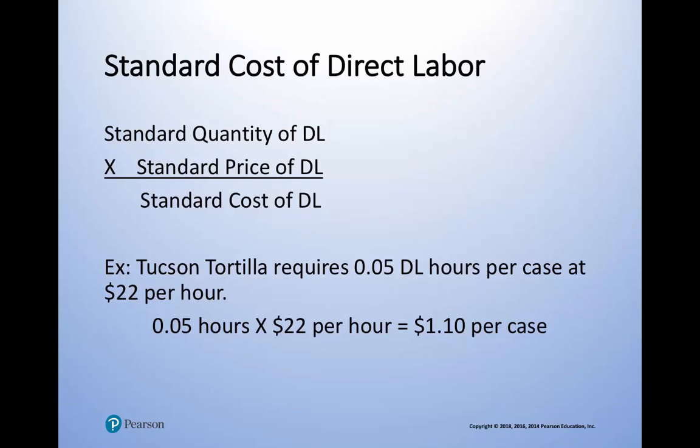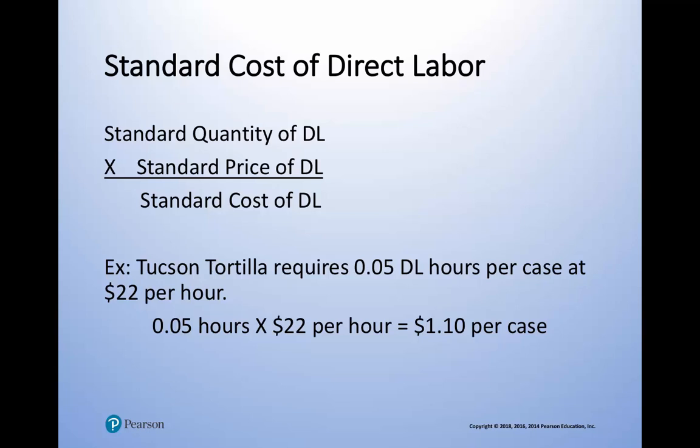So that's going to be our quantity, and we're paying out $22 per hour. Again, we're looking at inputs, but each one of our cases takes 0.05 hours at $22 per hour, so each case costs us $1.10. Our employee can make a lot of cases per hour, but at $22 per hour, each case of direct labor costs us $1.10.